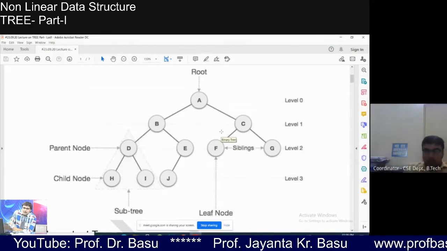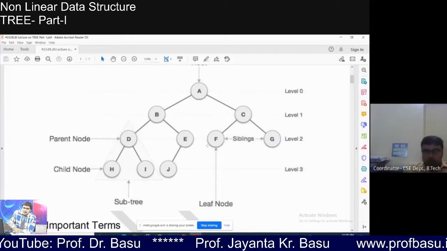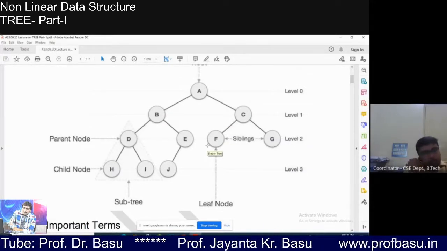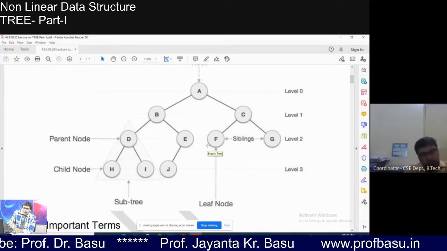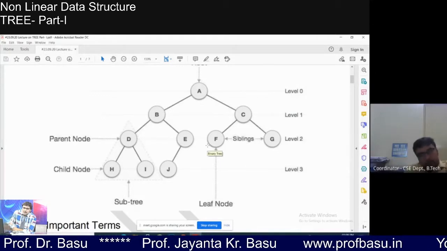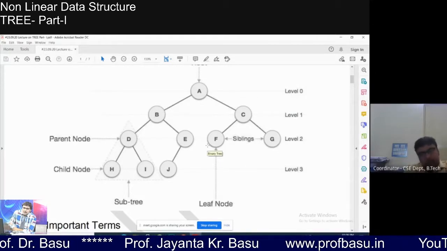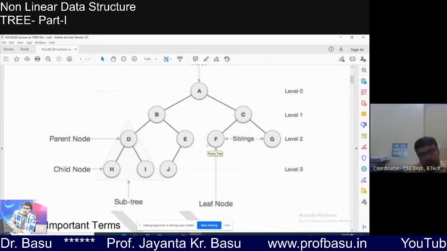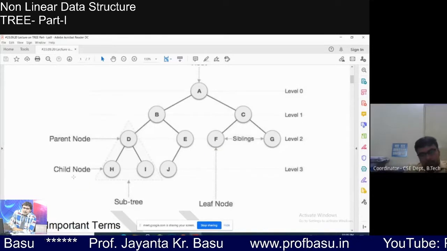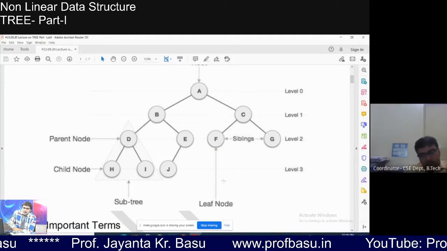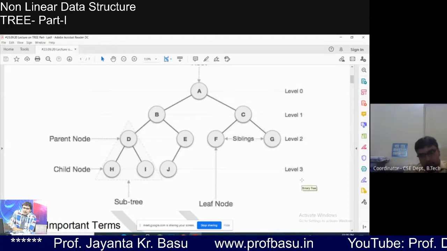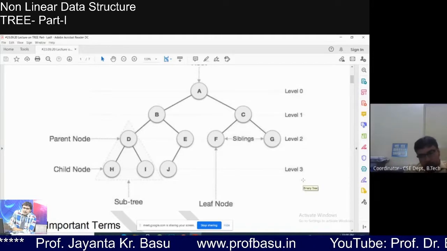What are the nodes called leaf nodes? The nodes which have no children. Sometimes most of the students get confused. They generally write the nodes which are at the last level, which is not a completely correct answer.